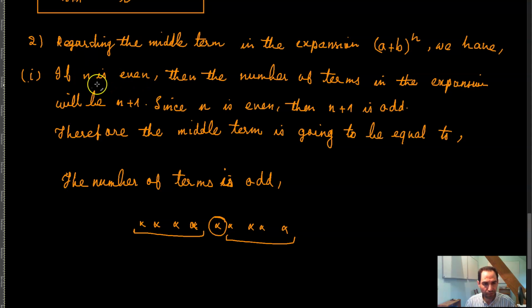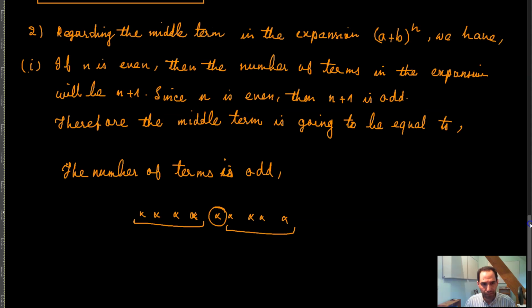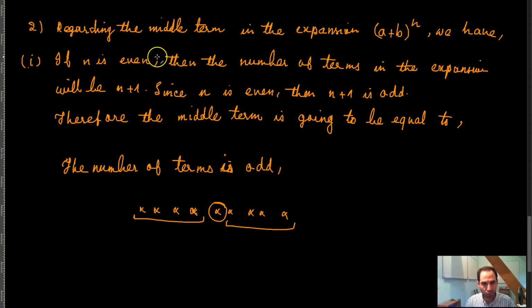If the number of terms is n, and n is even, then you have to... now this n over here refers to the index of a plus b. The index of a plus b is always equal to n, I mean, in standard cases it's equal to n. And you know that in the expansion there is always 1 term more than the index of the binomial, meaning that the number of terms becomes n plus 1, right? And we know that n plus 1 is odd, right?